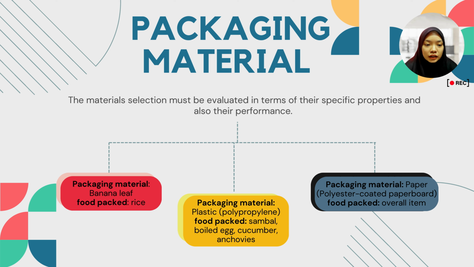So there are three materials that have been selected in this project. The first one is banana leaf. It is used to pack the rice. The next one is plastic, which is polypropylene. It is used to pack sambal, boiled egg, cucumber, and anchovies. And the third one is paper, which is polyester coated paperboard. It is used to pack the overall item of nasi lemak.